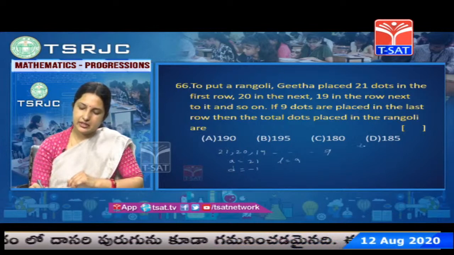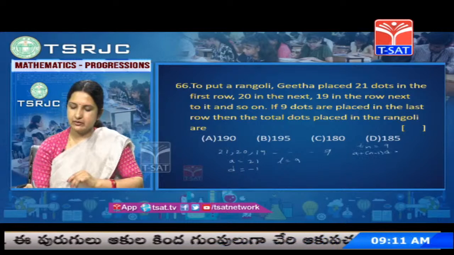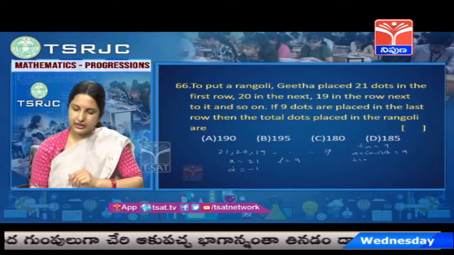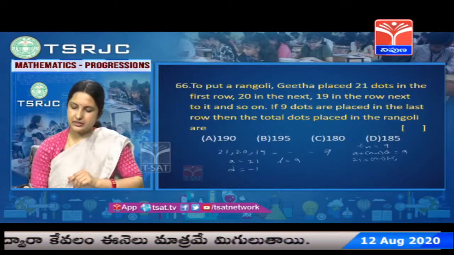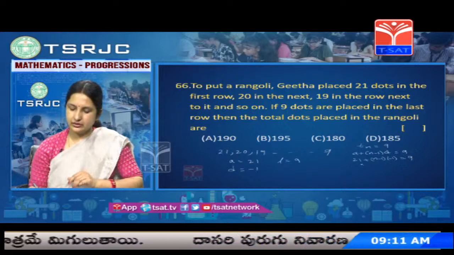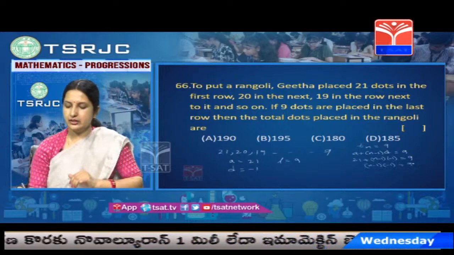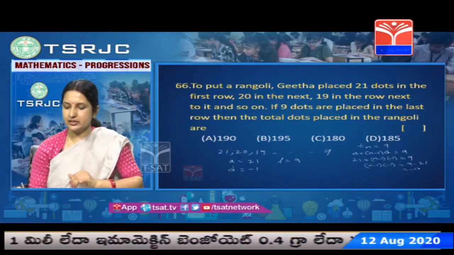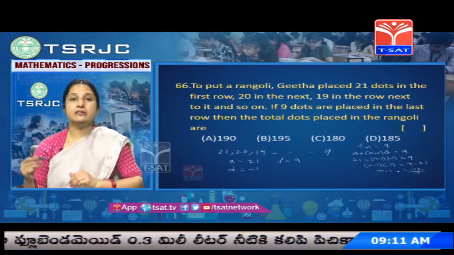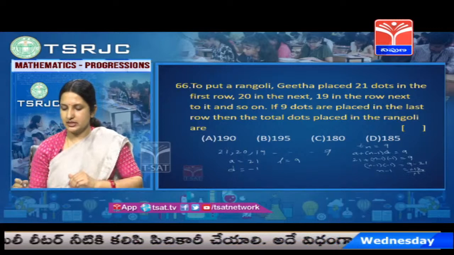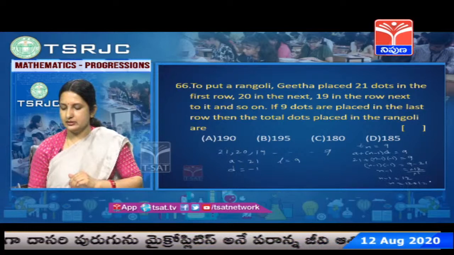So Tn equals 9 means, in the formula, A plus n minus 1 into D equals to 9. A is 21, plus n minus 1 into D, which is minus 1, equals to 9. So if 21 goes to the other side, n minus 1 into minus 1 equals to 9 minus 21, equals to minus 12. Then n minus 1 equals to that divided by minus 1. Minus minus gets cancelled. N minus 1 equals to 12. Then n equals to 12 plus 1, 13.